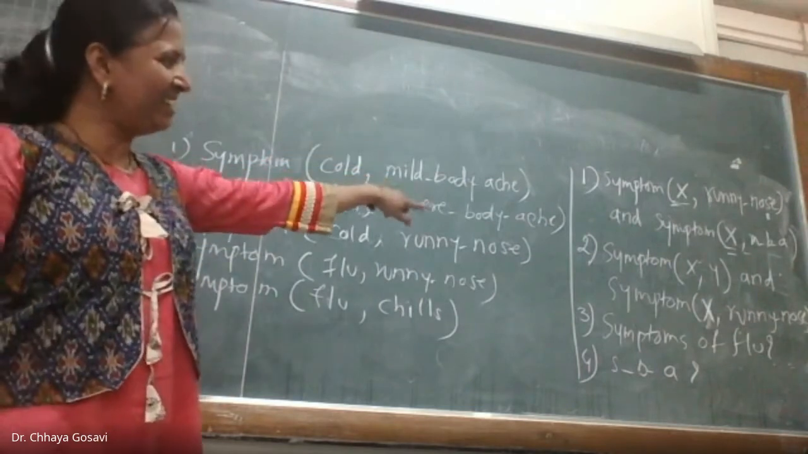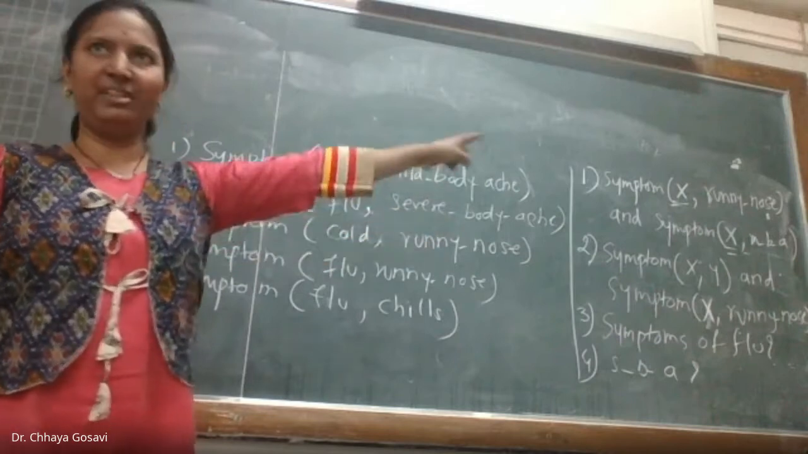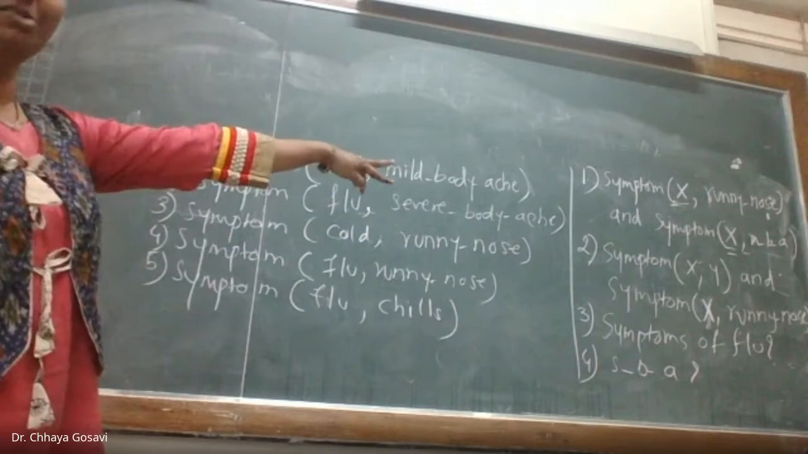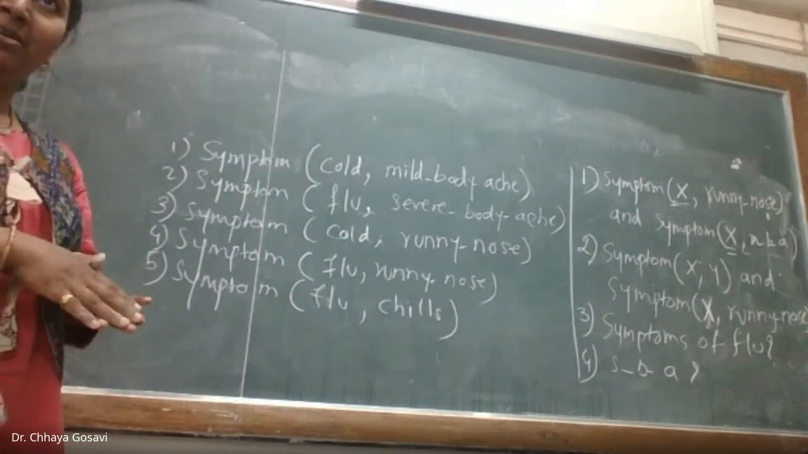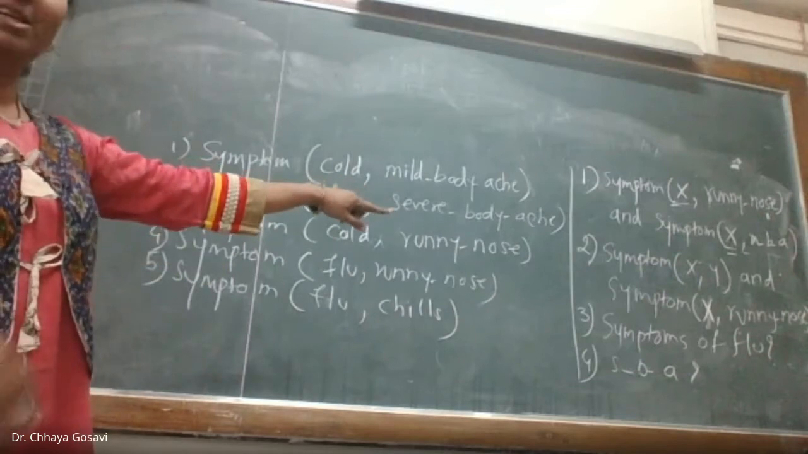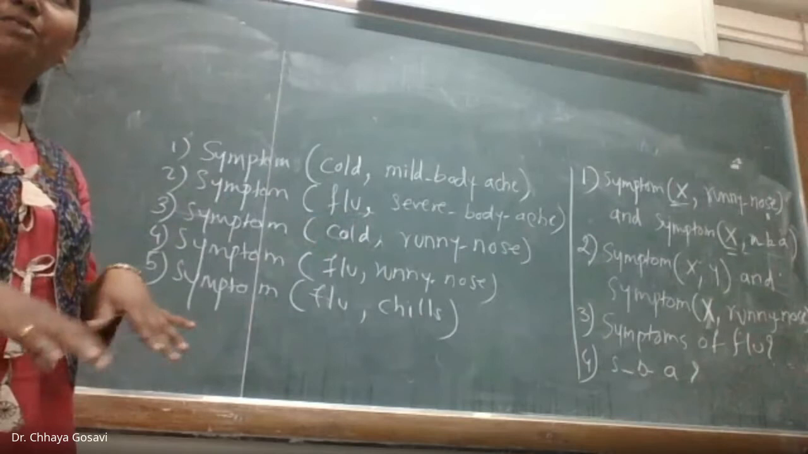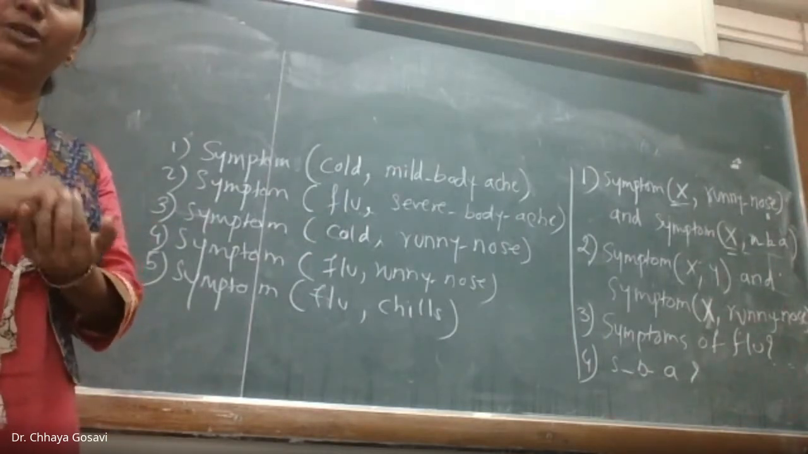Then the second query is symptom X comma Y and symptom X with runny nose. You have to find out the values of X and Y matching this query. The third query is you have to write a query which will give you the answer about what are the symptoms of flu. And the fourth one is you have to define a query for which disease has the symptom severe body ache.